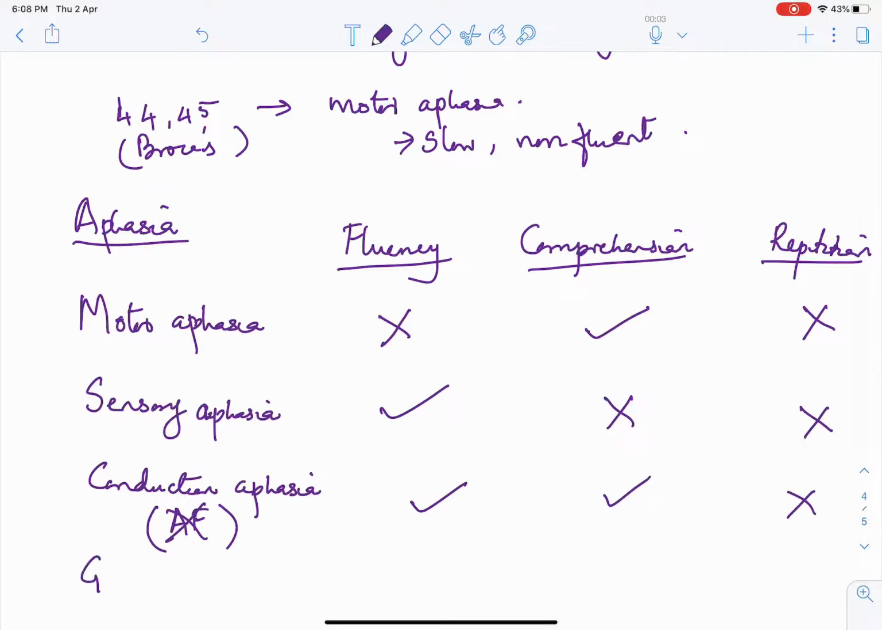Then there is another entity called global aphasia. If there is global aphasia, all the speech centers are affected. All these speech centers are seen in the dominant hemisphere. Broca's area, Wernicke's area, the arcuate fasciculus, everything is compromised, means everything will be affected. The fluency will be affected, comprehension will be affected, repetition will be affected. So this is about aphasia. Aphasia you learn in detail when you go to medicine. This is a very, very important topic.